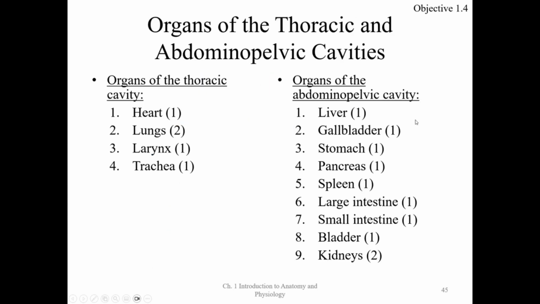Now, last thing we want to talk about is the organs and what cavities they're in. The heart, lungs, larynx, and trachea are in your thoracic cavity. The liver, gallbladder, stomach, pancreas, spleen, large and small intestines, bladder, and kidneys are in the abdominopelvic cavity. That's where we're going to end it. That is the thing we were asked to talk about. It will be on the test for sure.